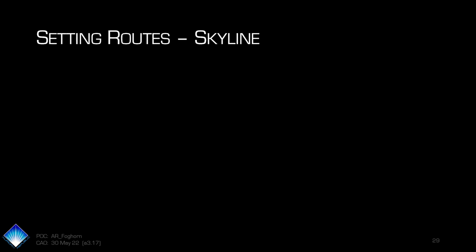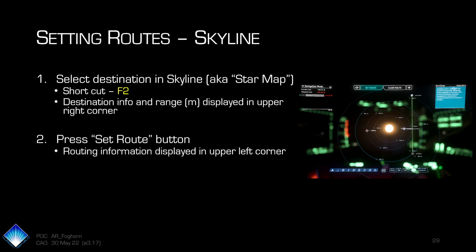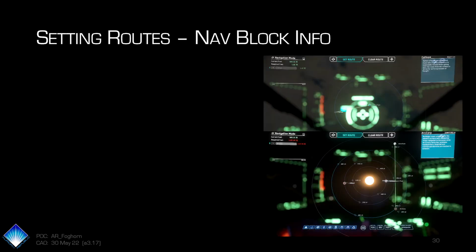To set a route in Skyline, first press F2 to open Skyline. Selecting a destination will display information in the upper right corner along with a range to that destination. If the destination selected is correct, then press Set Route at the top of the screen. Routing information will display in the upper left corner. Verify that the route legs make sense and that the fuel required is less than the current fuel on board. The nav block info is worth a closer look.